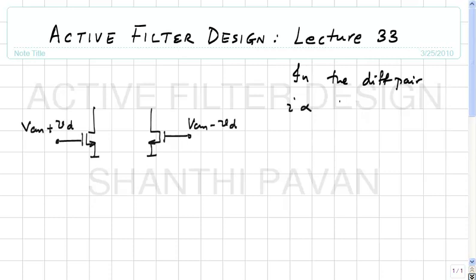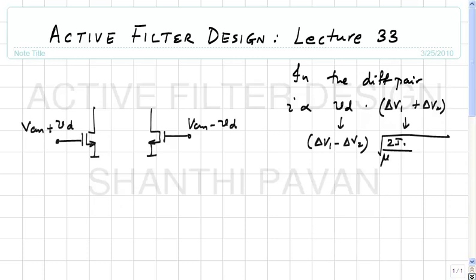I is proportional to delta Vd, which is delta V1 minus delta V2, okay, and delta V1 plus delta V2, and this is now what? Come on people, you don't know, why don't you at least look it up and tell me? 2 I naught by mu n C ox W by L minus Vd square, okay.